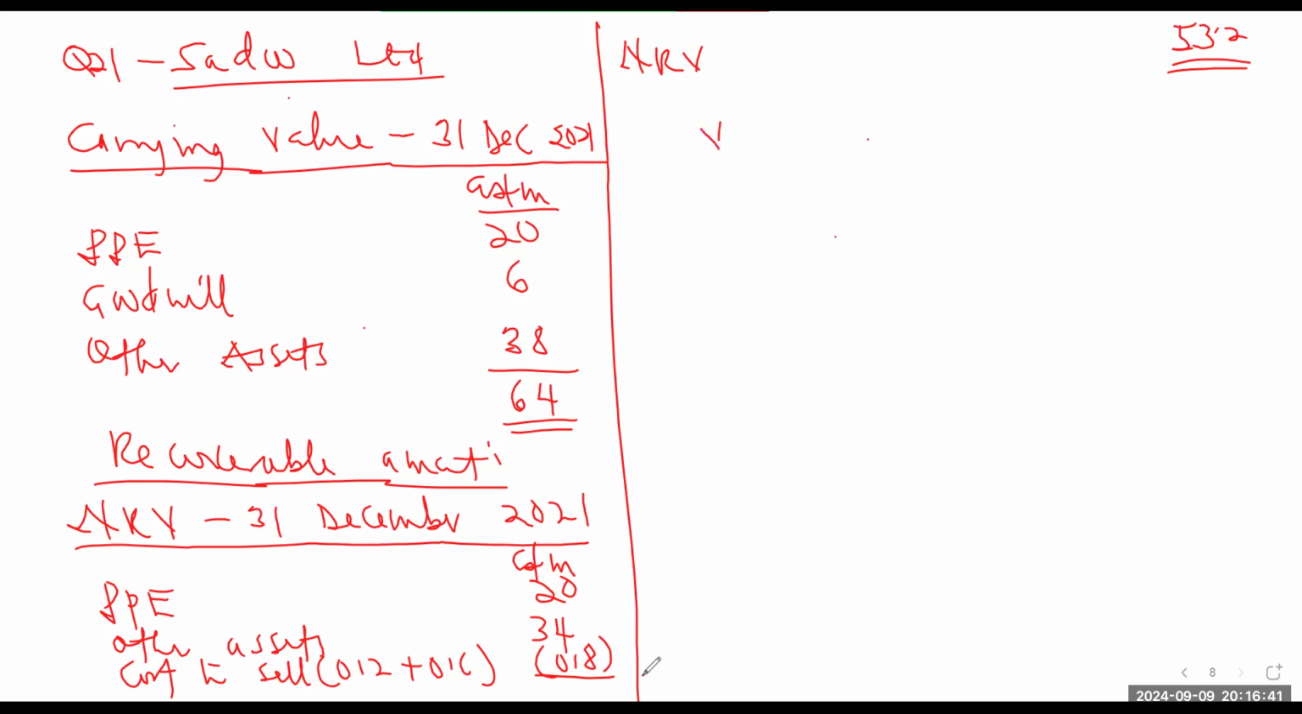So we now have to calculate the value in use, because we have the information to calculate it. We have the years, we have the cash flow, we have the discount factor, then we have the present value.